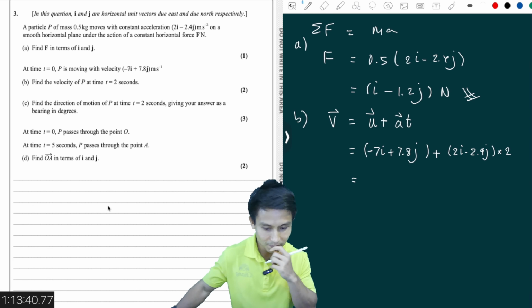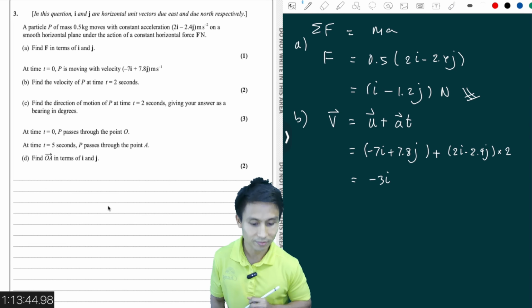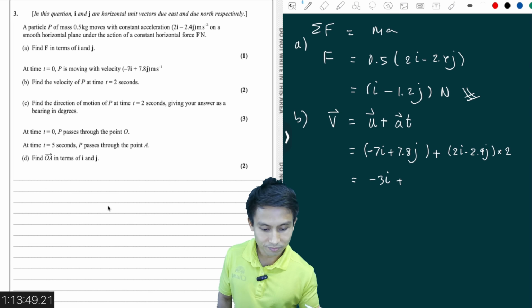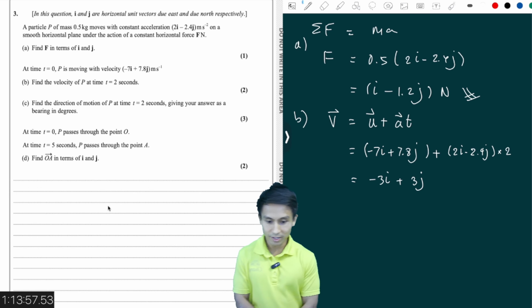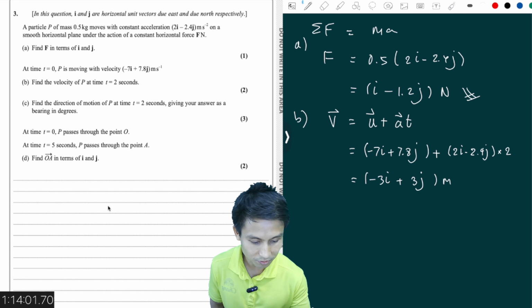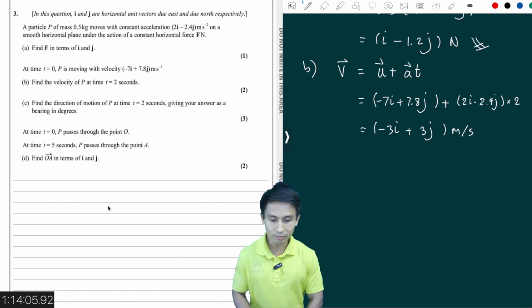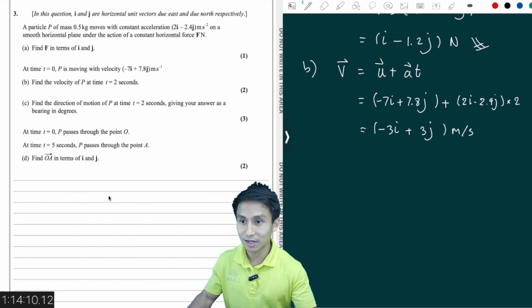So that's going to be minus 7 plus 4, which is minus 3i. 7.8 plus 4.8 is going to be 3j. Is that right? 4.8. Yep. Happy with that? Meters per second. Yeah, that's the velocity there. Okay. Right, so that's done for part B.